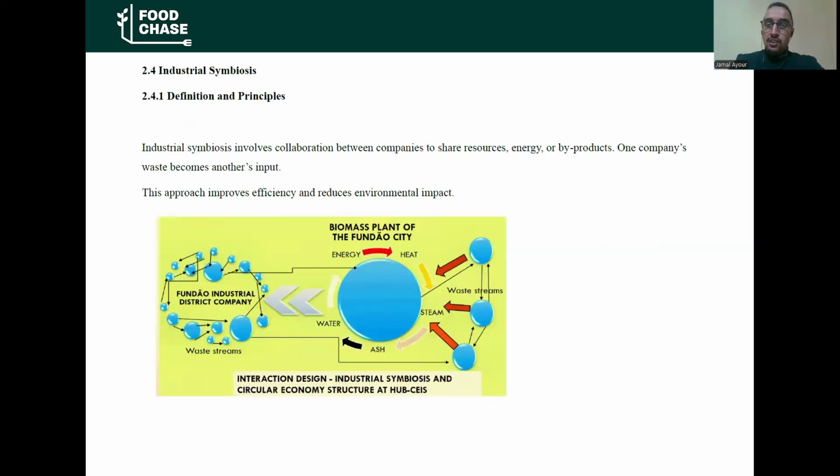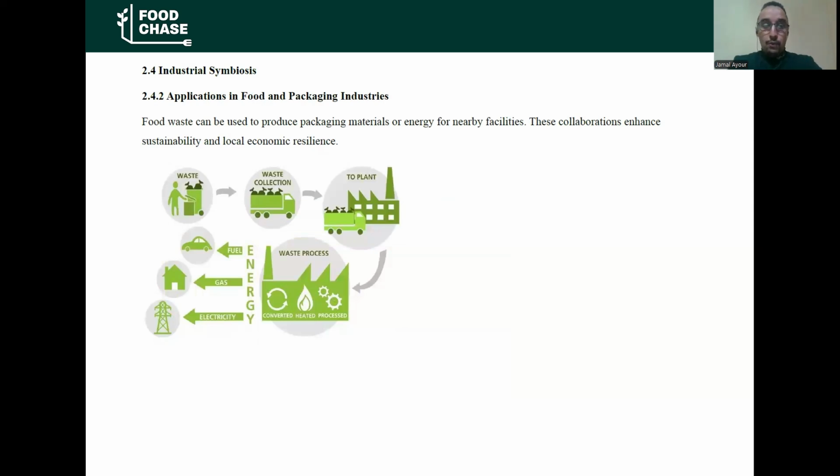About industrial symbiosis, it is one of the principal questions in the valorization of the water. It creates a bridge between recycling of the water and development of the product. This approach improves efficiency and reduces environmental impact, using biomass and biotechnology, bacteria, or other microorganisms to develop energy from the waste and to create value for the product.